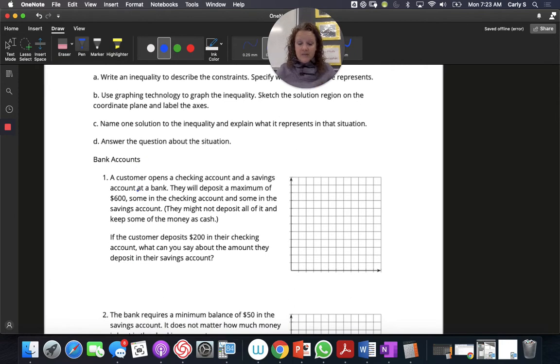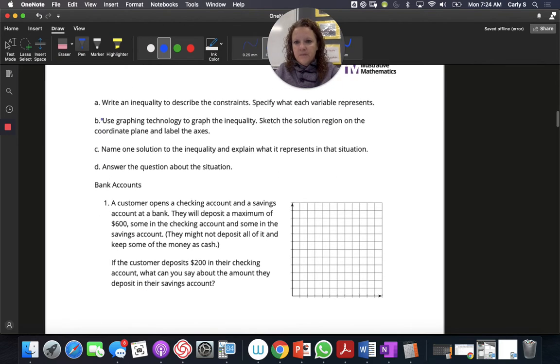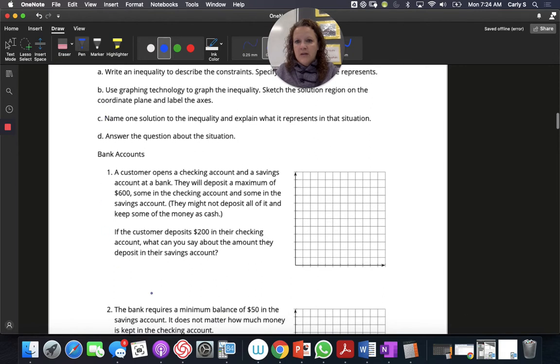So, a customer opens a checking account and a savings account at a bank. They will deposit a maximum of $600, some in the checking account and some in the savings account. They might not deposit all of it and keep some money as cash. Whew, it's a lot of information. If the customer deposits $200 in their checking account, what can you say about the amount they deposit in their savings account? So first, write an inequality to describe the constraints.